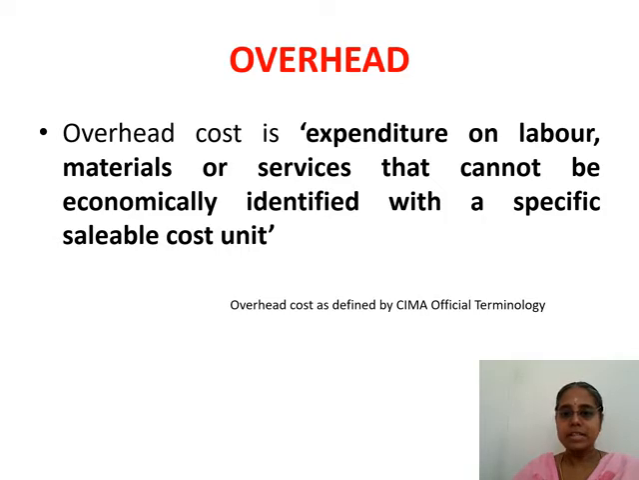So an overhead is an expenditure on labor or a material or a service that cannot be economically identified with the saleable cost unit. The saleable cost unit in a spinning mill is yarn per kg, 40 yarn per kg, 60 yarn per kg. So the cost unit is per kg. I already asked you what the cost units are for knitting and weaving. It is per kg for knitted fabric, it is per kg for yarn, and it is per meter for woven fabric.